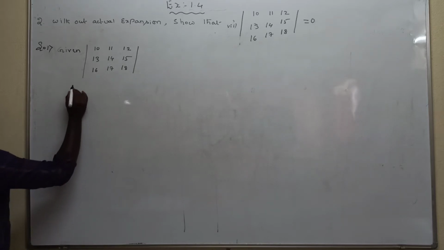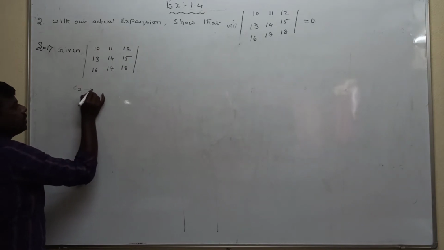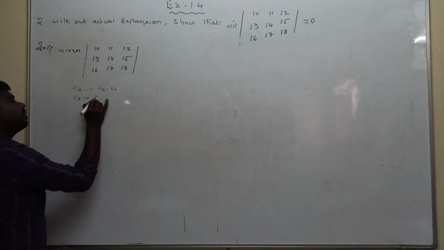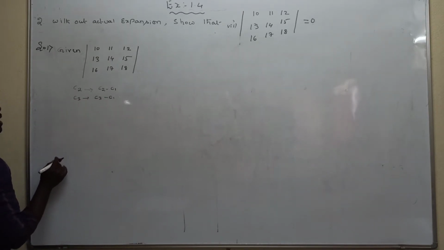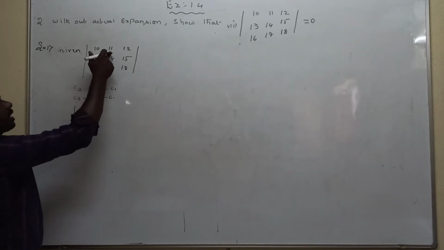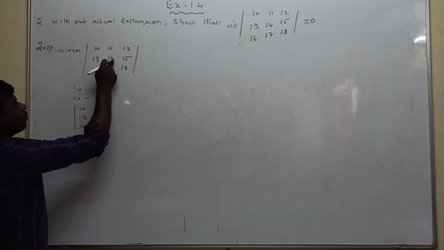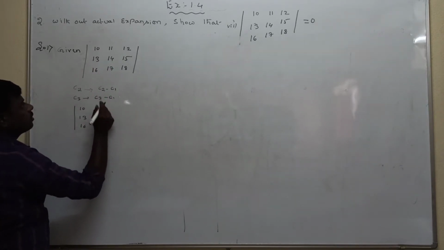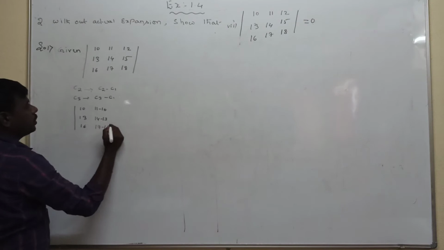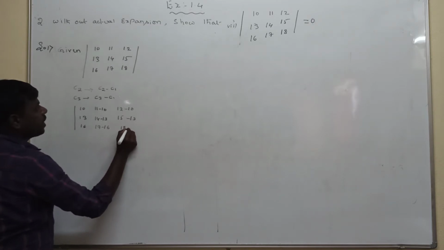So now, using the column operation, we change the second column and third column. The second column changes to second column minus first column. Next, the third column changes to third column minus first column. By applying this condition, the first column does not change, so we write it as it is. Now, the second column changes to second column minus first column: 11 minus 10, 14 minus 13, 17 minus 16. The third column changes to third column minus first column: 12 minus 10, 15 minus 13, 18 minus 16.